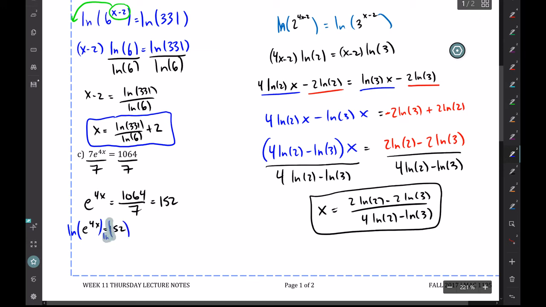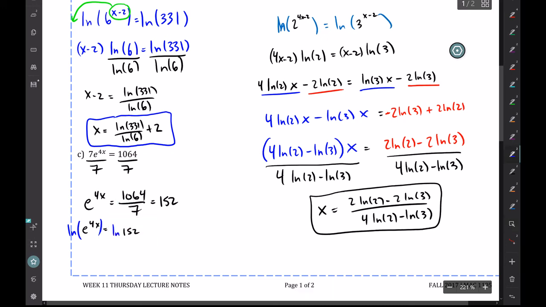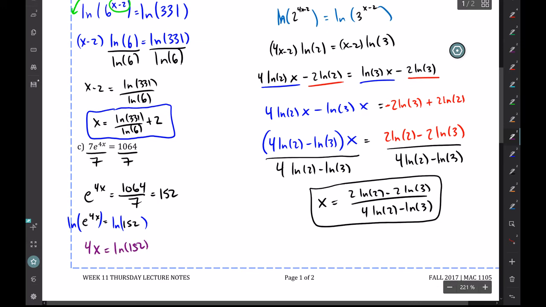And when I take natural log of both sides, let me move that over a little bit to make it cleaner. The natural log of e raised to the 4x is just 4x. And then I have natural log of 152. So that would be x equals the natural log of 152 divided by 4. And that's my final answer.